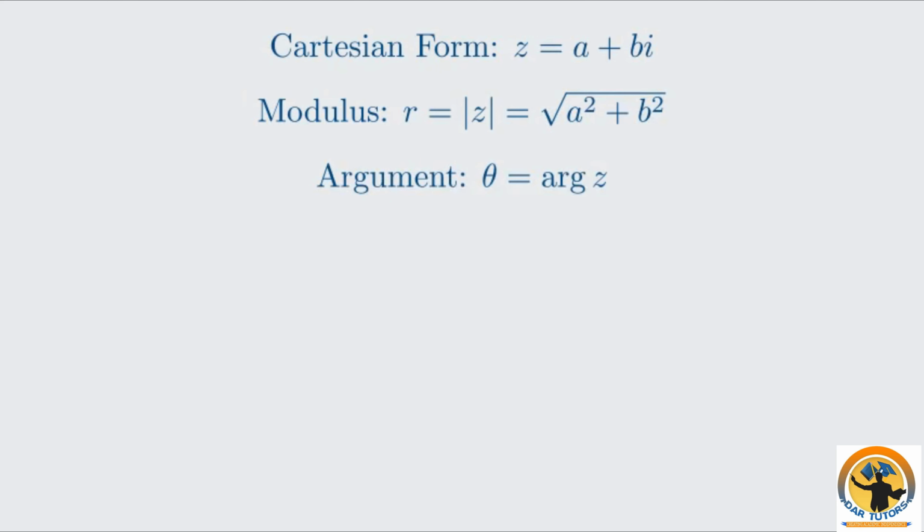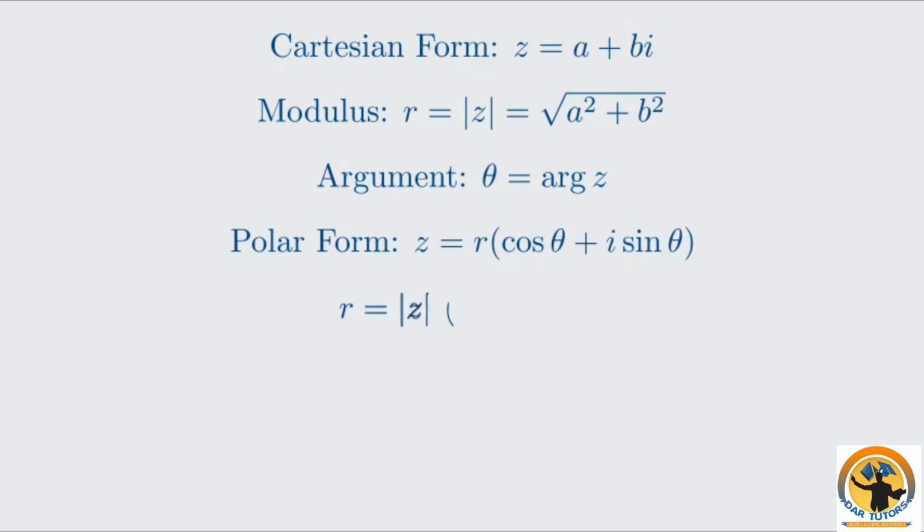So far, we've explored complex numbers using their Cartesian or rectangular form, z = a + bi. We also defined the modulus and argument, which are a complex number's inherent length and direction. These two components give rise to an alternative, and often more convenient way of writing complex numbers, the polar form. The polar form expresses a complex number z using its modulus, which we'll call r, and its argument theta.